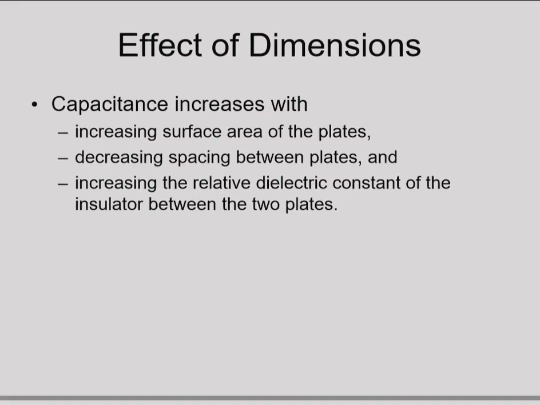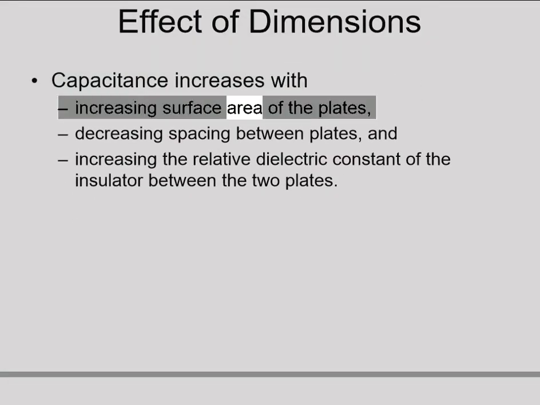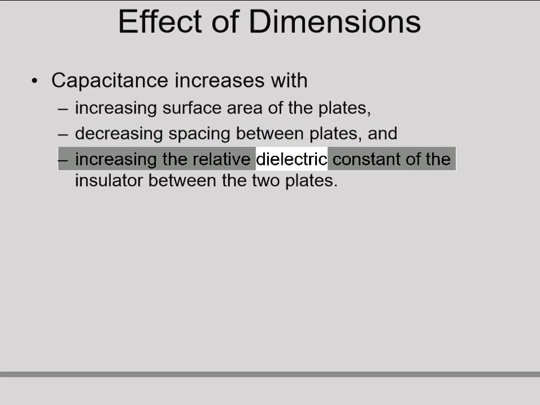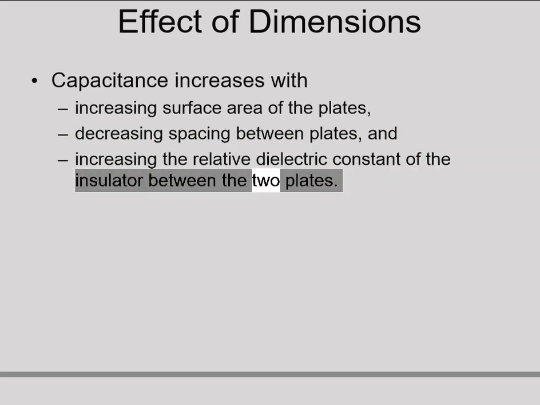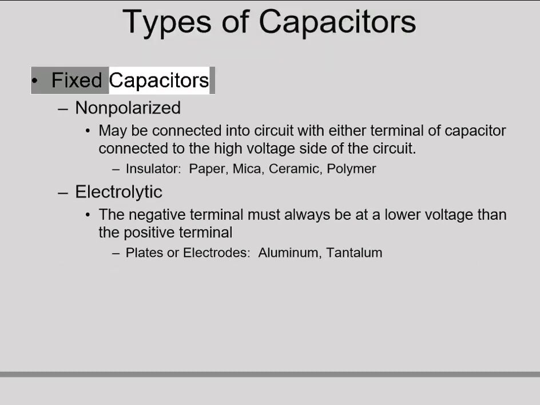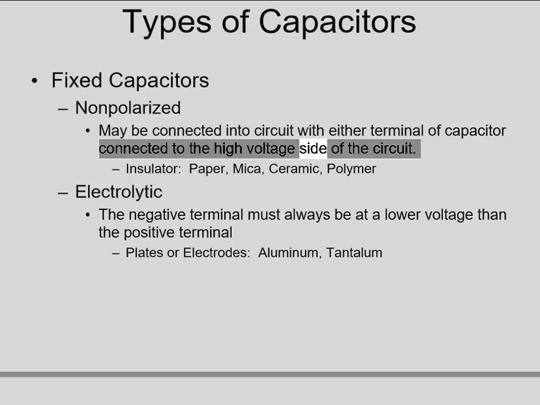Effect of dimensions. Capacitance increases with increasing surface area of the plates, decreasing spacing between plates, and increasing the relative dielectric constant of the insulator between the two plates. Types of capacitors. Fixed capacitors, nonpolarized, may be connected into a circuit with either terminal of the capacitor connected to the high voltage side of the circuit. Insulator: paper, mica, ceramic, polymer, electrolytic.